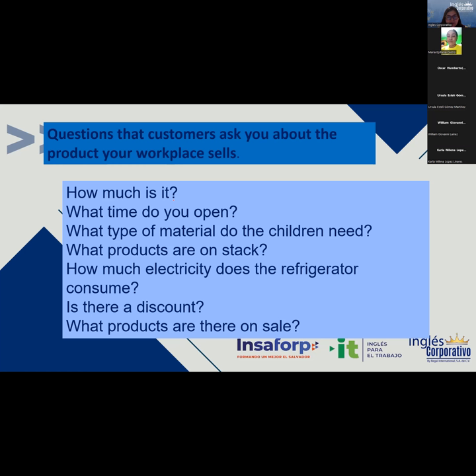How much electricity does the refrigerator consume? Is there a discount? What products are there on sale? So if the customer wants to buy something not very expensive, this would be one of the most important questions, right? This will be one of the most important questions that customers will ask. What products are there on sale? Is there a discount?